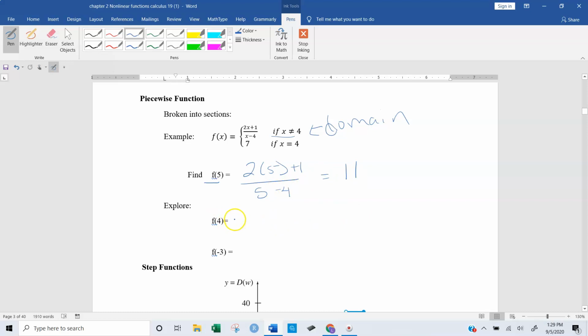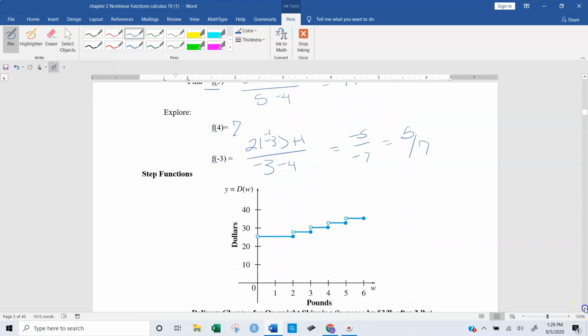Okay, try your 2. I hope you recognize when you had 4, you were on this function, so the answer is just 7. There's no x in that problem. Negative 3 would again fall on the top one, so you would have done 2 times negative 3 plus 1 over negative 3 minus 4, which gave you negative 5 over negative 7, or 5/7. The trick there is to watch your domains.